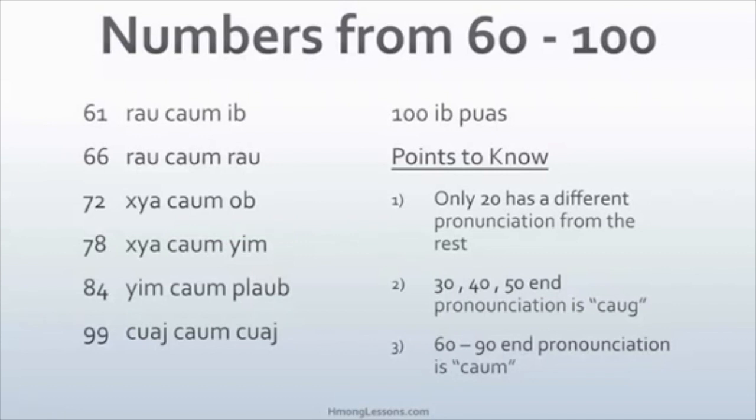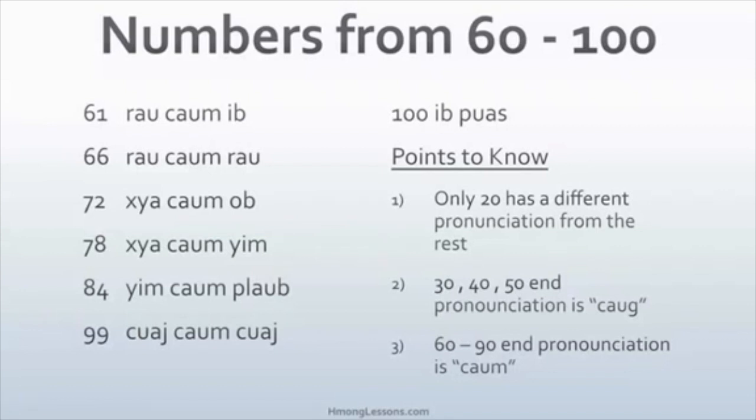And here are some points to know. Only 20 has a different pronunciation from the rest, which is ning gao. Remember, 10 is gao. Ning gao is a little bit different from the rest. The rest you just say, 30 just say bei jiao, 40 blao jiao. Okay, so point number 2 is bei jiao, blao jiao, qi jiao. 30, 40, 50. The end pronunciation is jiao. For example, bi jiao, blao jiao, qi jiao.